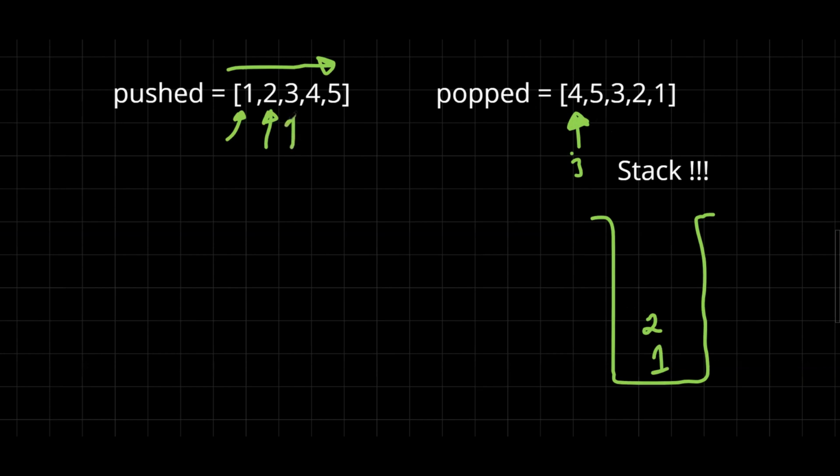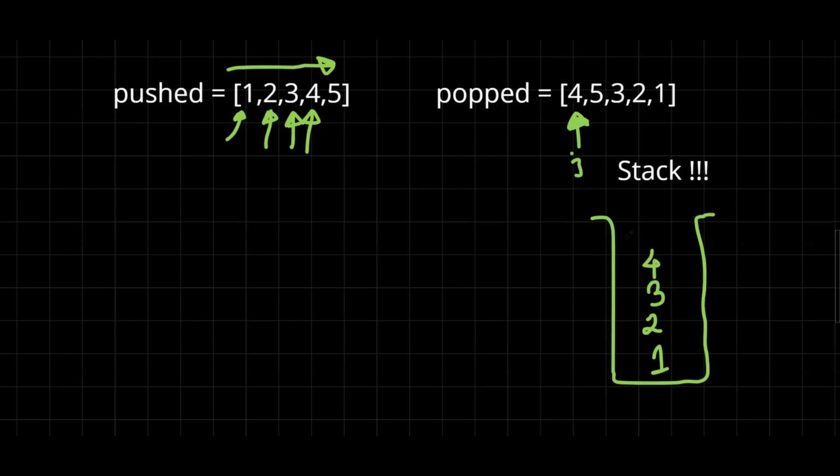Now our current pointer is pointing to the third element, which is 3. So we have to insert the element 3 into the stack. But this element 3 is not equal to the element 4 here. So we don't have to do anything here again. Now our current pointer is pointing to element 4. So we have to push the element 4 into the stack.